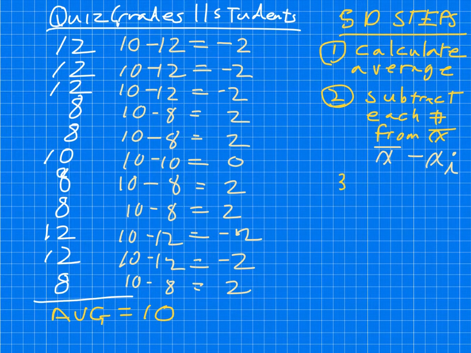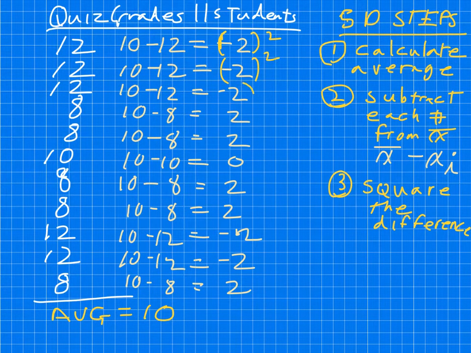Now, step 3: square the difference. And I have to stress that you can't mix up these steps. You have to do these steps in the order that they're given. So we're going to square each difference, going through and squaring each one of these individually.